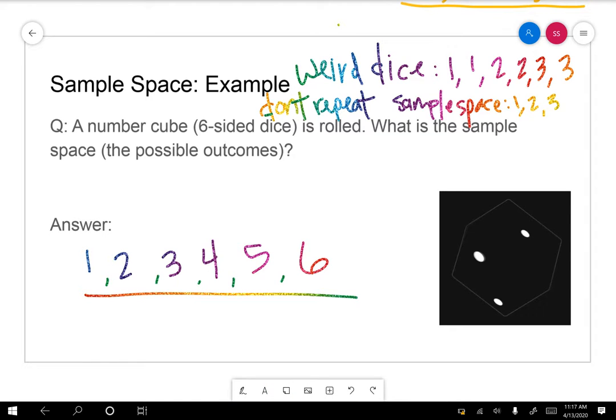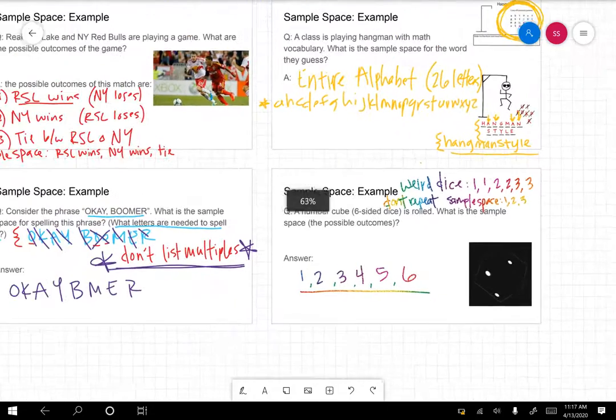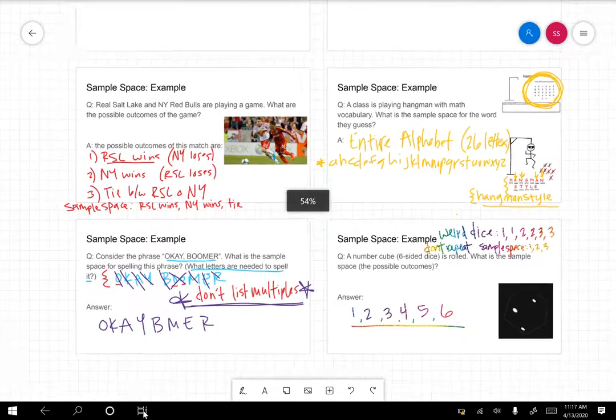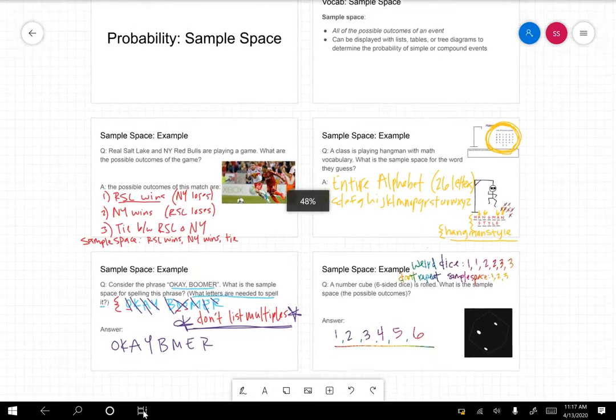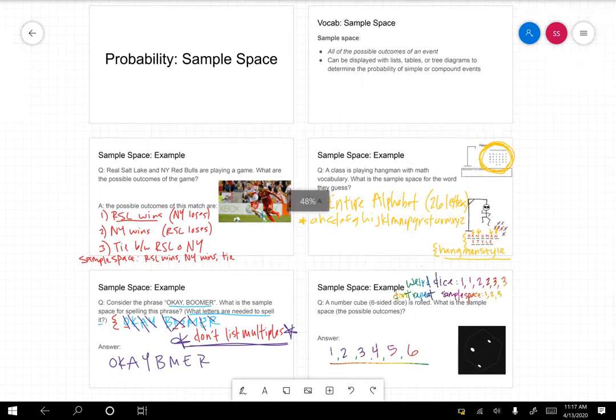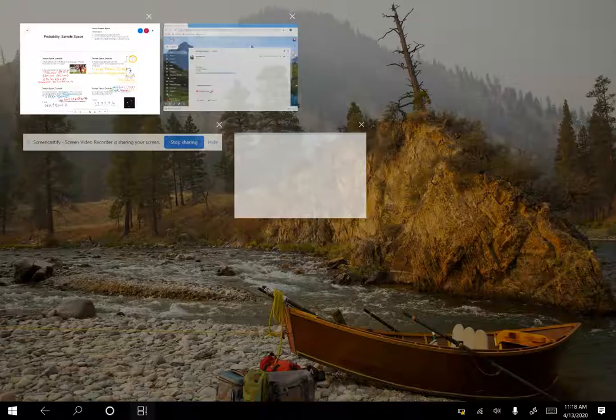Okay, I hope those examples help. Again, really, we're just listing the possible outcomes of events, kind of like we have been doing the last couple days to find probability of things, right? We need to know what the different outcomes are if we're spinning a spinner, right? Or rolling a dice. Okay, hopefully that helps. If you have any more questions about sample space, though, let me know.